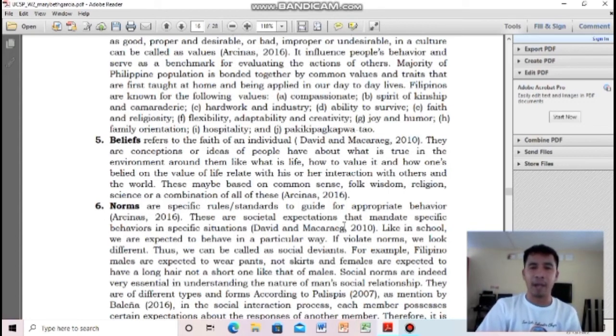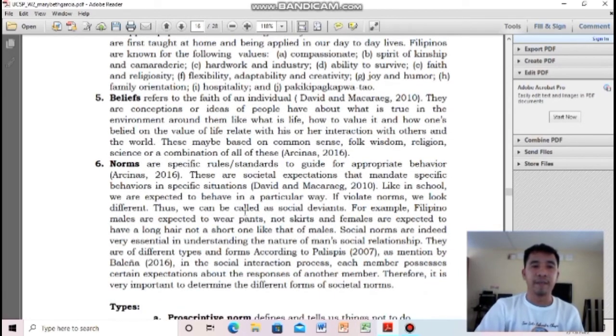Mahilig kita sa mga pamahiin, no? Part na sa aton nga belief system. Number 6 is norms. Norms are specific rules or standards to guide appropriate behavior. So, norms, from the word normal, no? Like in school, we are expected to behave in a particular way. If we violate norms, we look different, no?